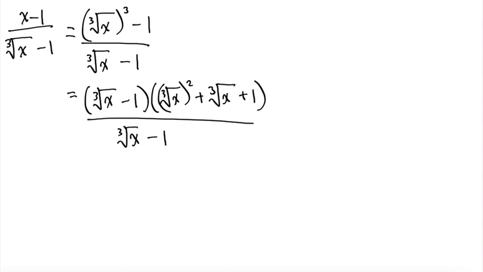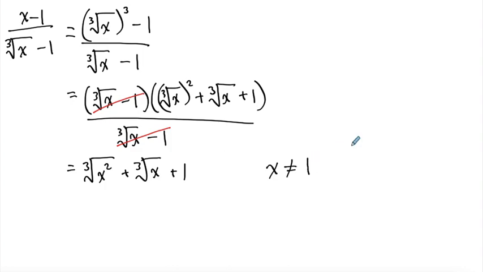And what I see now is that I have this cubed root of x minus 1 expression in the numerator and in the denominator. So I am just left with the cubed root of x squared plus the cubed root of x plus 1 as my expression. So I no longer have a fraction, and I still know that x can't be positive 1.